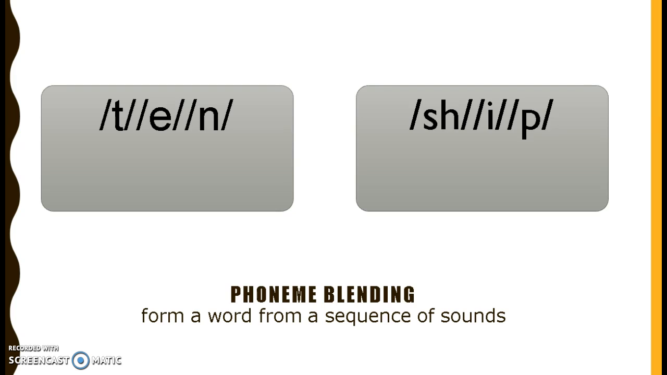The first manipulation of phonemes is phoneme blending, where we form a word from a sequence of sounds. If we blend the sounds t, e, n, we form the word ten. If we blend the sounds sh, i, p, we form the word ship.